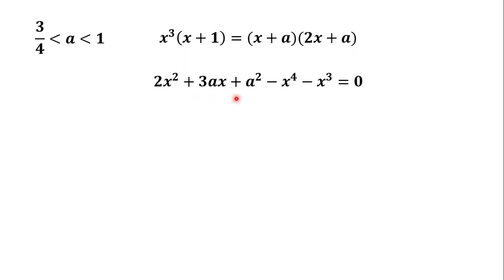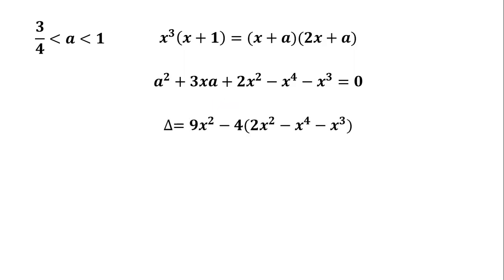But please look at this equation as a quadratic equation in a. We can rearrange this expression in base a, and we get a squared plus 3 times xa plus 2x squared minus x to the power 4 minus x cubed equals 0. The discriminant of this quadratic equation is 9x squared minus 4 times (2x squared minus x to the power 4 minus x cubed).